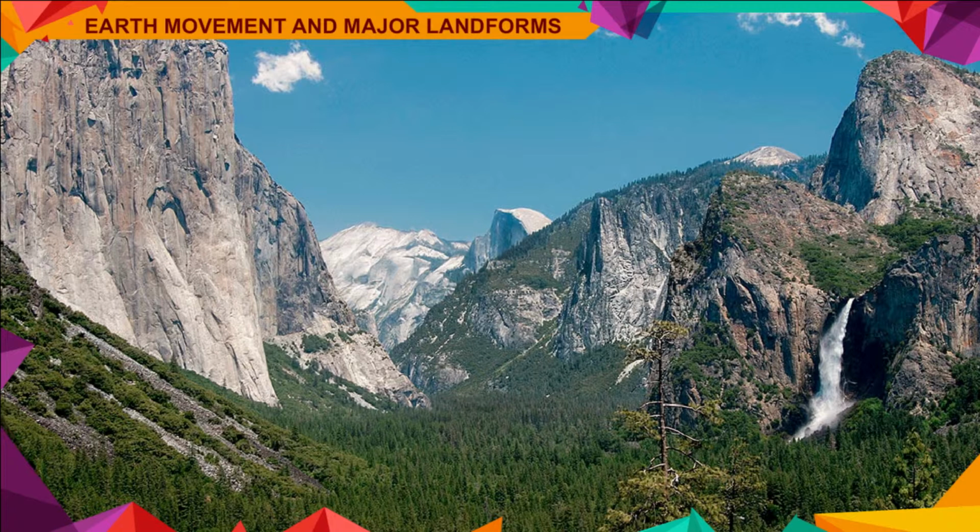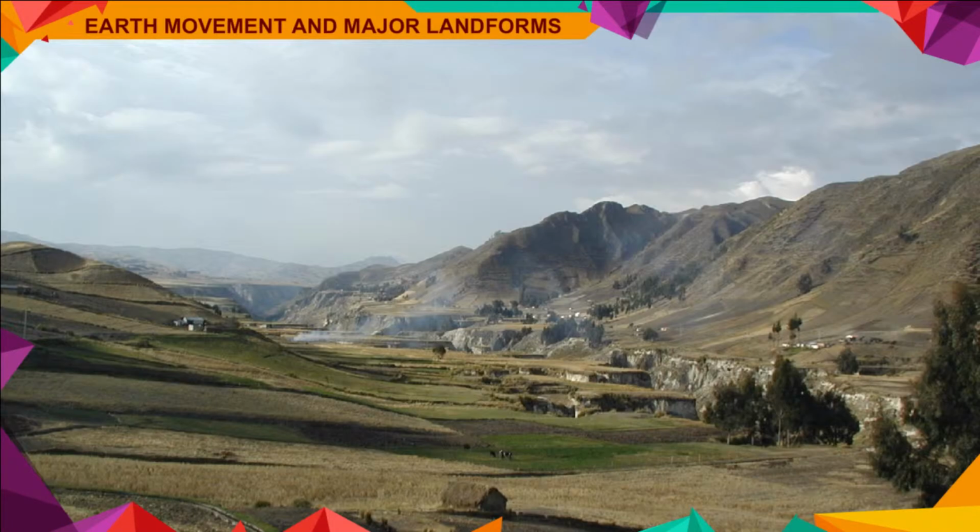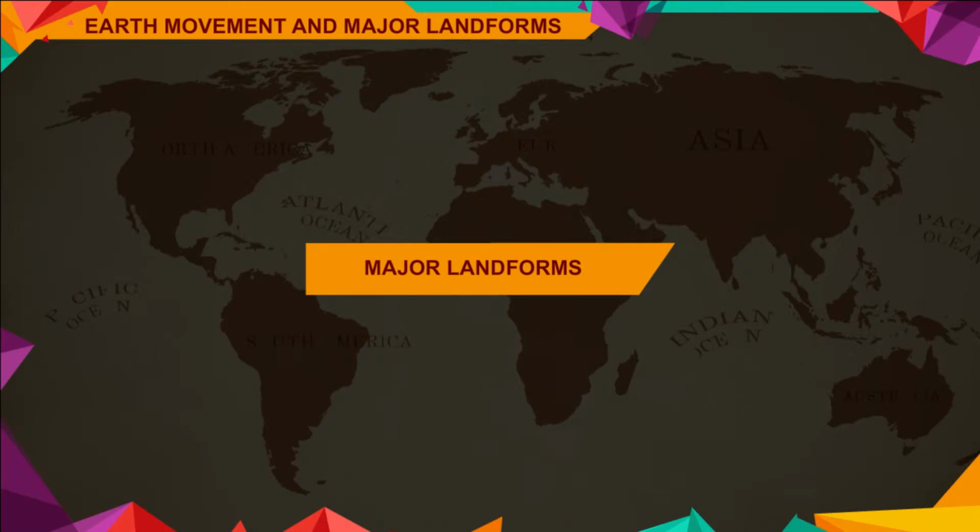If a block of land is uplifted between two parallel faults, then it looks like a huge mountain, known as block mountain. If a block of land subsides between two parallel faults, a trench is thus created, which is known as rift valley.